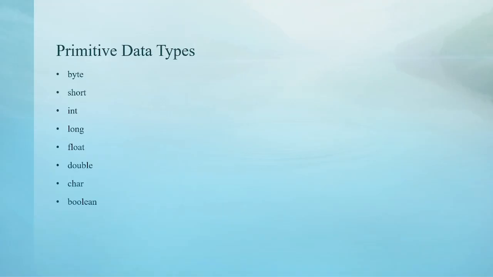Okay, let's see the primitive data types. We have a total of 8 primitive data types, that is byte, short, int, long, float, double, char, and boolean. These are the basic built-in data types provided by Java, and they store simple values. And we will understand each one of them one by one with examples in our upcoming videos.